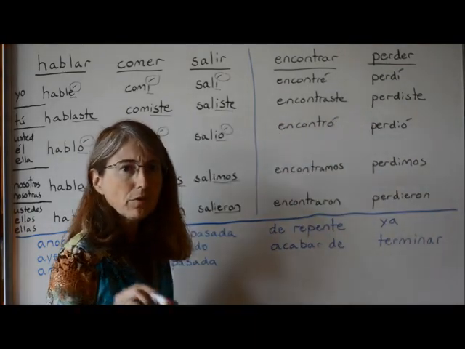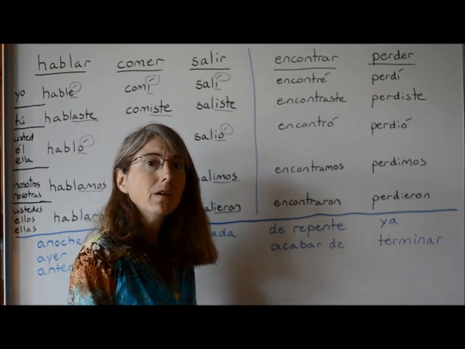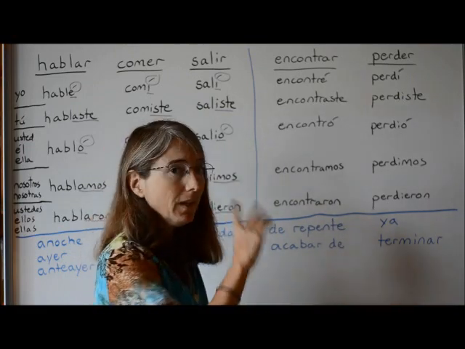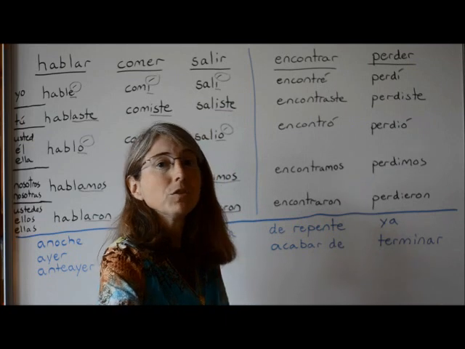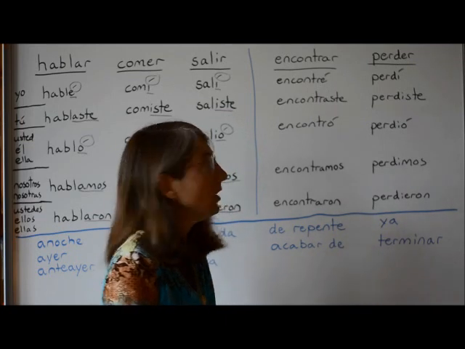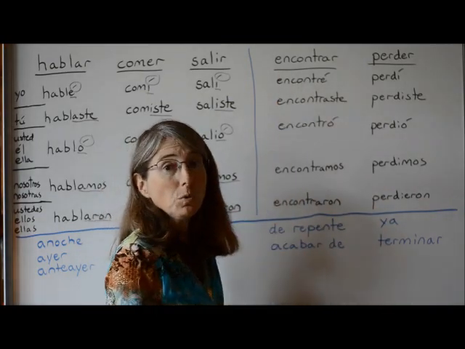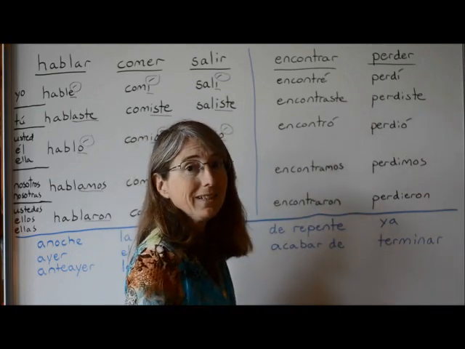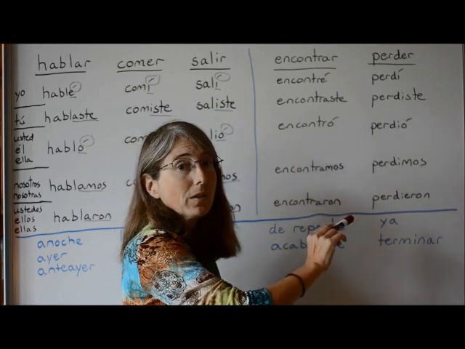Now, for stem changing verbs in the present tense, some of them are just regular in the preterite tense. AR and ER verbs that are stem changers in the present tense just don't stem change and they're just normal in the preterite tense. So I have two examples here. Encontrar, which is a U-E stem changer, and perder, which is an I-E stem changer. Both of those are regular in the preterite tense.